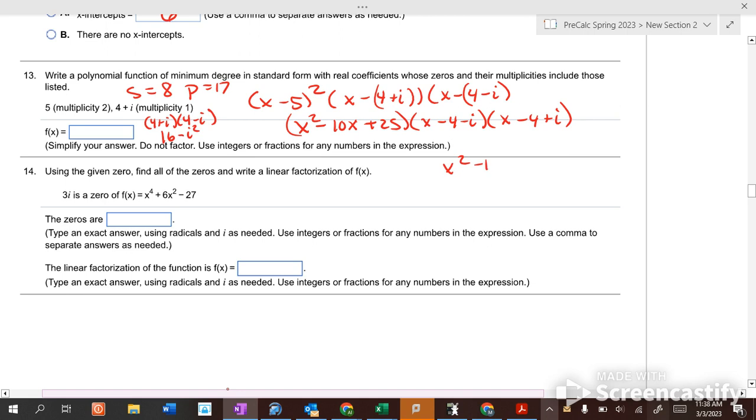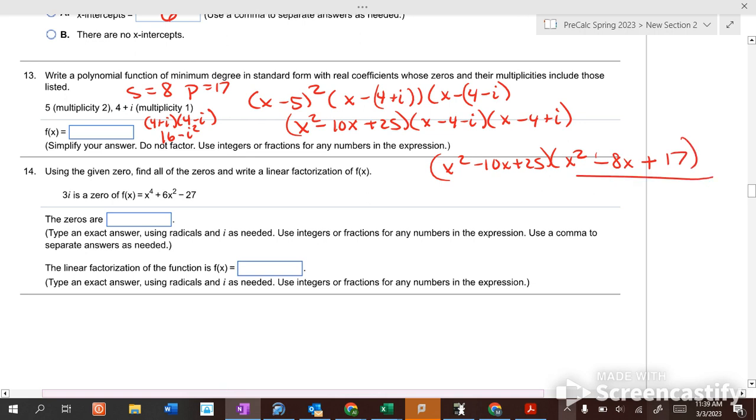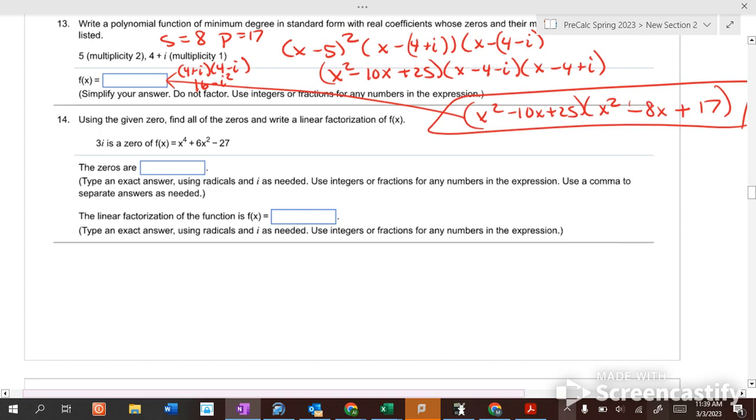So it's x squared minus 10x plus 25 times x squared plus or minus 8x, x squared minus the sum of the roots x. So minus 8x plus 17. And you double distribute that, and whatever answer you get there. Okay? So that one's a little bit longer.